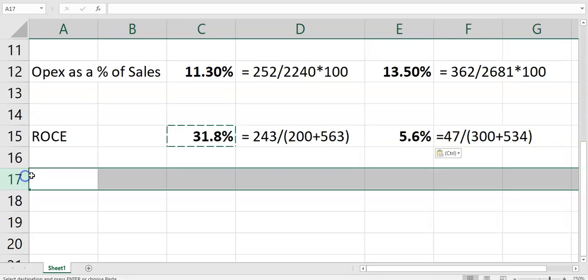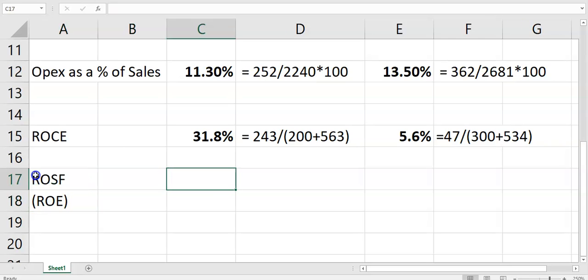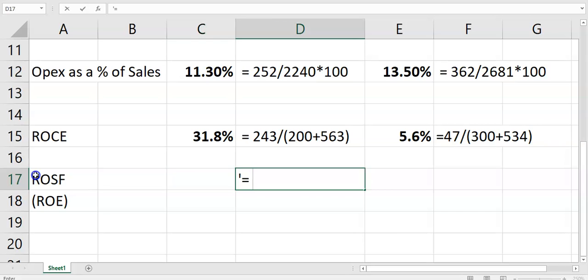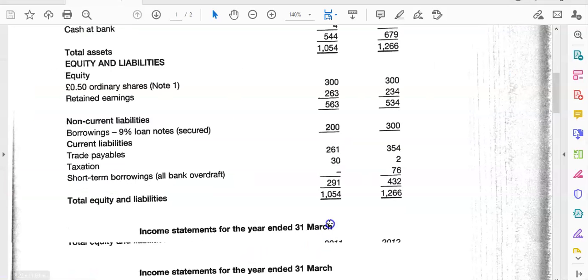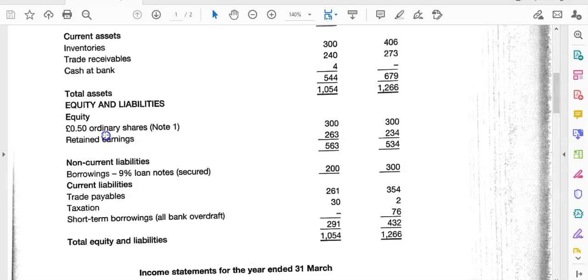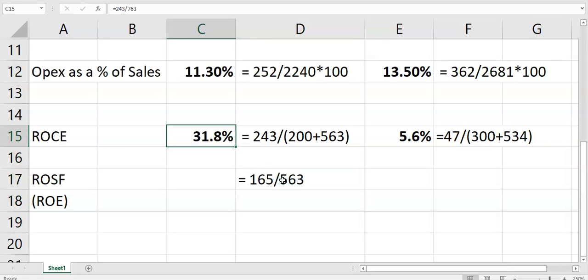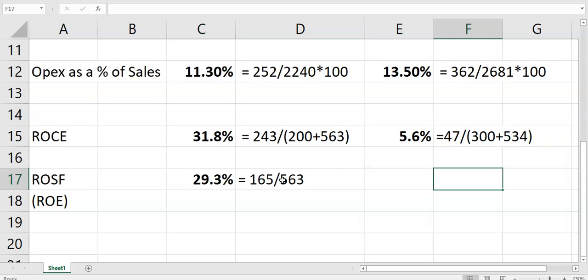You can also do another variation, called return on shareholder funds. This is also known as ROE, return on equity, because we're just looking at the shareholders' or equity portion of the business. That looks at net profit, which is 165 and 11, and just equity, 563 and 534. So 165 over 563 is 29.3%. However, it's fallen significantly now because you have 11 over 534.